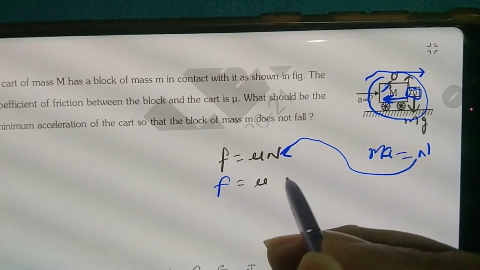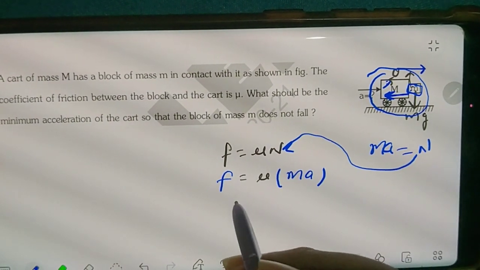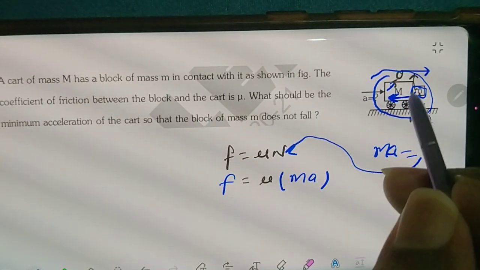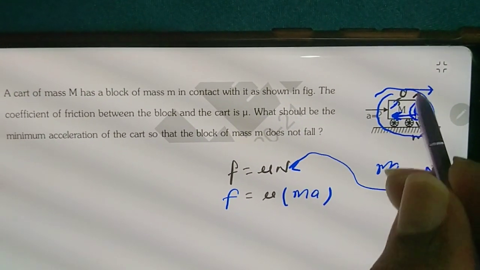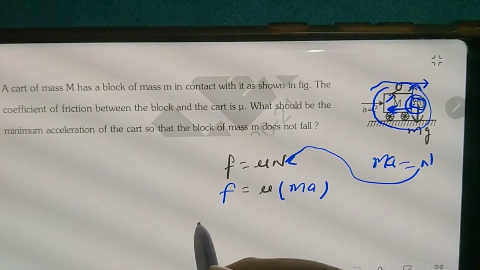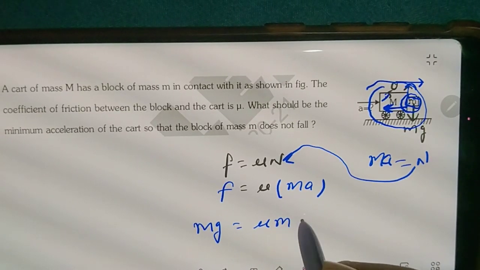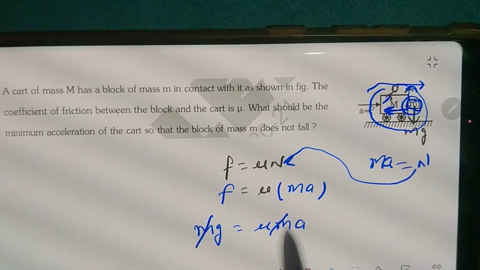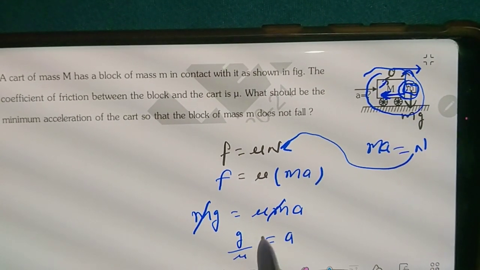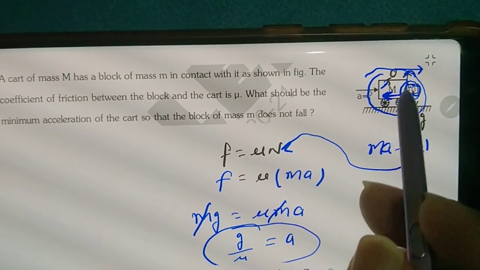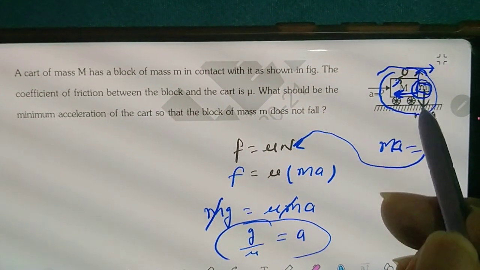So you will get the friction force as mu times m into a, and this friction force must be equal to the downward gravitational pull. Friction will act in the upward direction here, so the downward gravitational force is mg, and the friction force which is preventing its downward motion is mu m a. Small m will cancel out and you will get a equals g upon mu. So this system must accelerate with acceleration g by mu to prevent this small m from falling down.